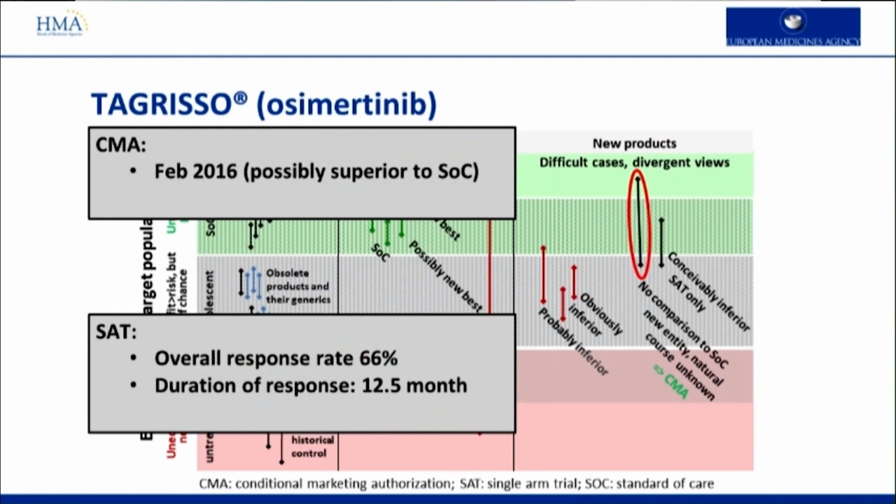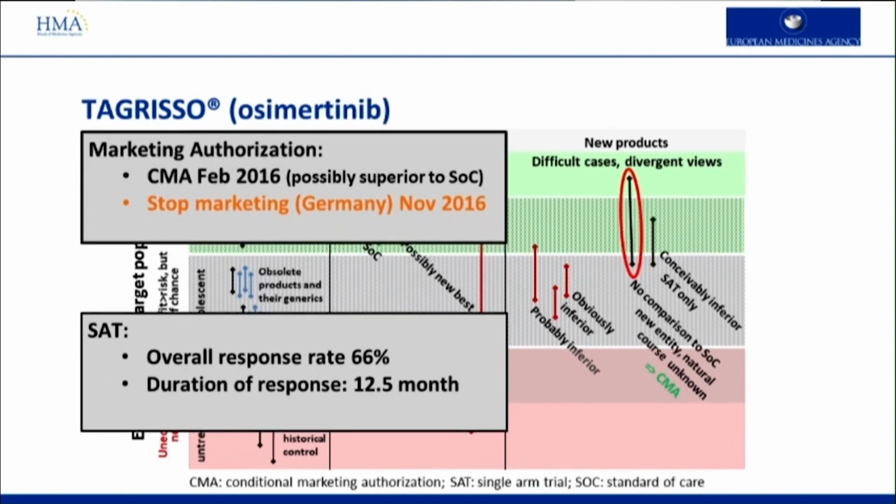In 2016, Tagrisso got a CMA for the treatment of non-small cell lung cancer based on an overall response rate of 66% and a duration of response of 12.5 months. Undoubtedly an impressive efficacy, but the early availability came at the price of overall limited data from a single-arm trial, that is with a higher uncertainty, which, by the way, was too much uncertainty for the German payers. Reimbursement, or rather the price, was an issue and resulted in a withdrawal from the German market.